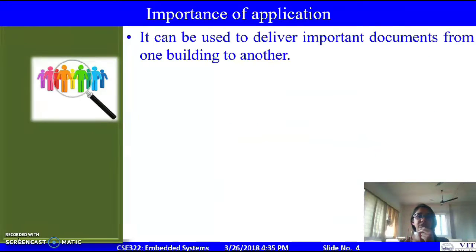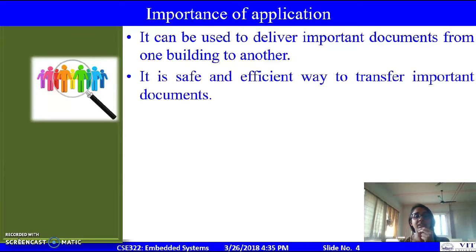The importance of application: this model or drone can be used to deliver important documents from one building to another. For example, we want to deliver an important document from SJT to the main building. So instead of manually making a person travel from one building to the other, we could just give our documents to the drone, and through the mobile app that we've created, we can deliver the documents from SJT to MB easily. So this is a very safe and very efficient way to transfer important documents.